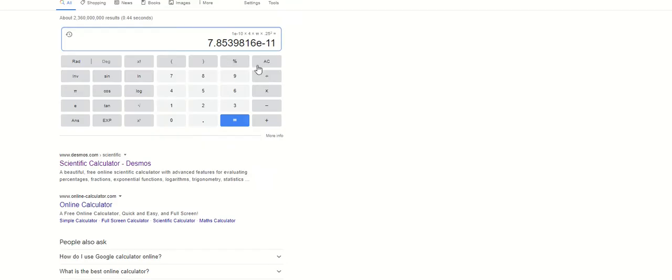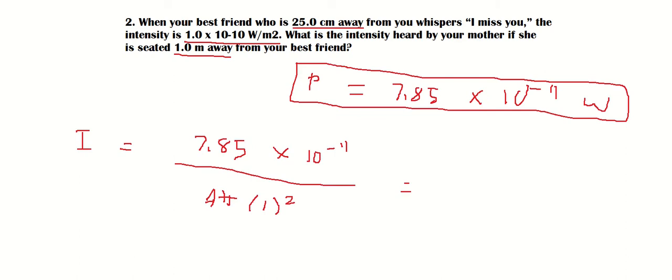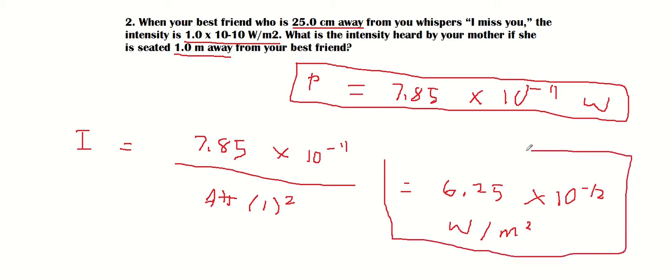So, ngayon, diretso lang. Divide mo lang by 4 times pi. So, nakuha nating sagot dito sa problem na to is 6.25 times 10 raised to negative 12. Ang unit natin since sound intensity is watts per square meter. Ayan, nakuha na natin yung sagot for problem number 2. Ngayon, proceed na tayo sa kasunod.